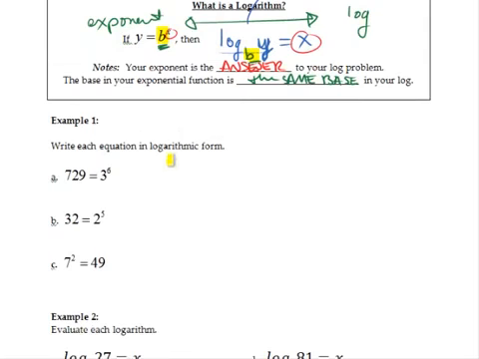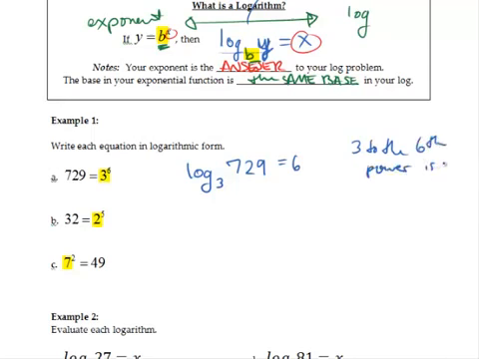So write each equation in logarithmic form. Focus in on your base for each one of these. So if this is our base, then we will have log base 3 of 729 equals 6. This is saying 3 to the 6th power is 729. That's what this is saying for both of these, for this one and for this one.